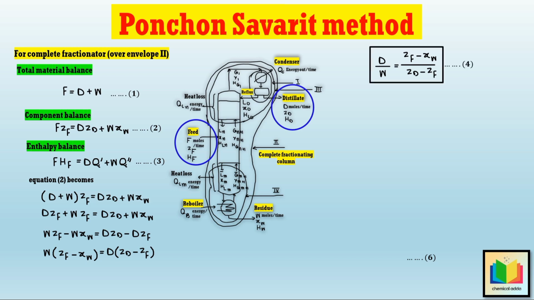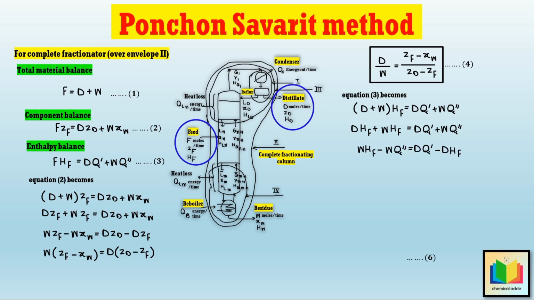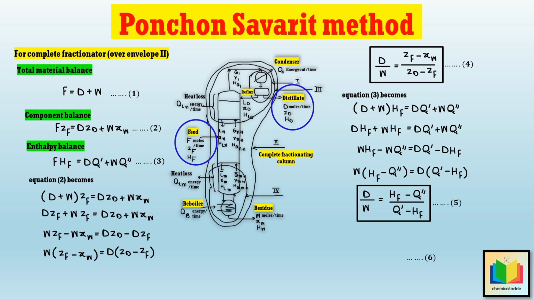Similarly, let us eliminate the value of F from equation 3 by putting the value of F from equation 1. Hence equation 3 becomes... After solving the above equation, we get... After rearranging the terms, we get D by W is equal to HF minus Q double dash divided by Q dash minus HF. So, after comparing equations 4 and 5, we get D by W is equal to ZF minus XW divided by ZD minus ZF, which is equal to HF minus Q double dash divided by Q dash minus HF.